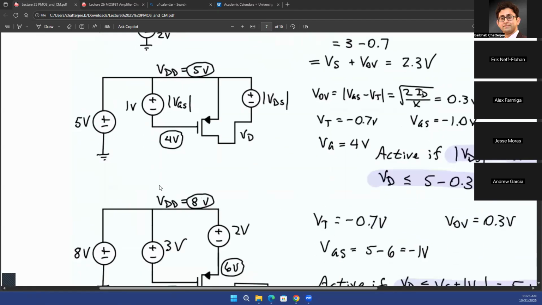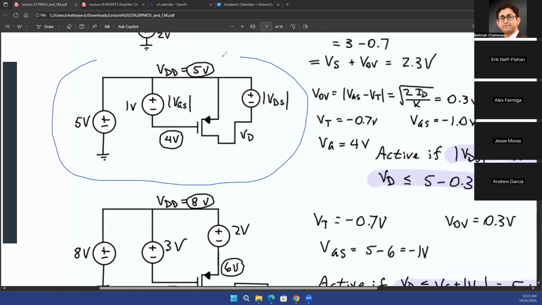All right. Now, if this is a PMOS, then how would it look? Let's say you have this particular circuit, and you have a PMOS. My current is going into the source. That's how I know it is a PMOS.